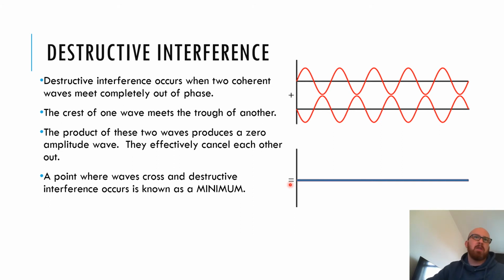They effectively cancel each other out. At a point where waves cross, so waves come from different directions, if they cross like that, you would get a point of minimum, where you would get destructive interference.